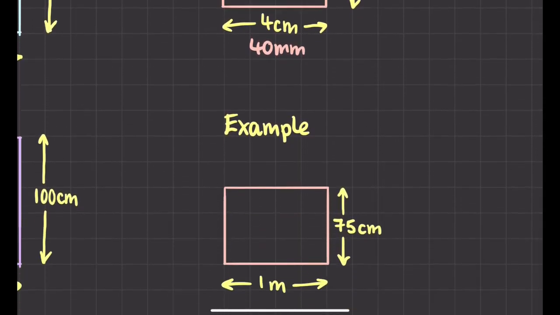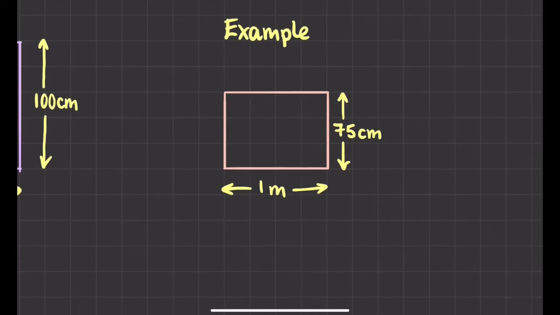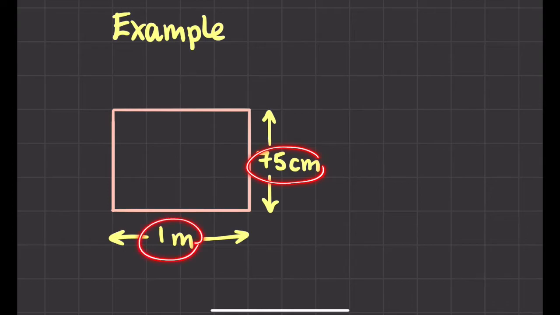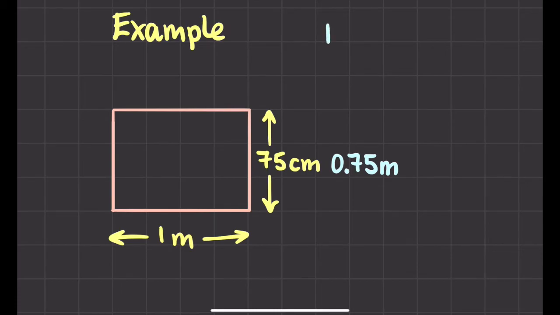Let's have a look at another quick example, this time with centimeters and meters. So again, check the units, they're different units there. So if I want to know the area for this shape, I'm going to have to change one of them so they're both the same. So let's make this into meters. Let's make this 0.75 meters. Okay, so if I want to know the area in meters, I'm going to do 1 multiplied by 0.75. So that gives me 0.75 meters squared.